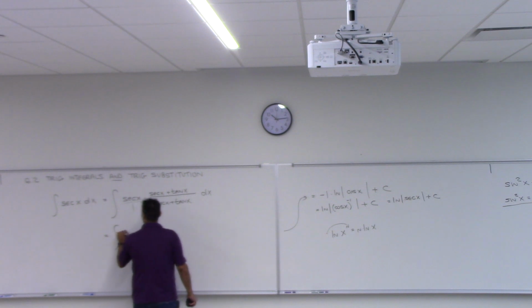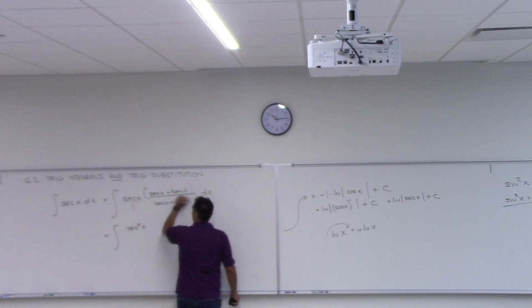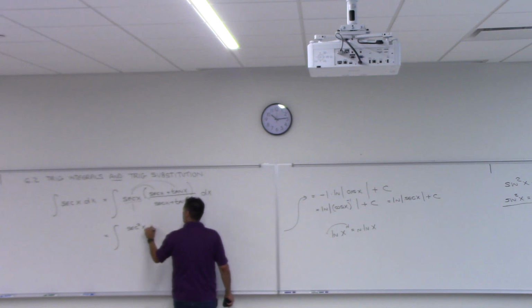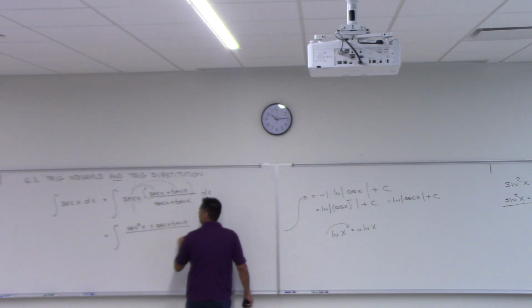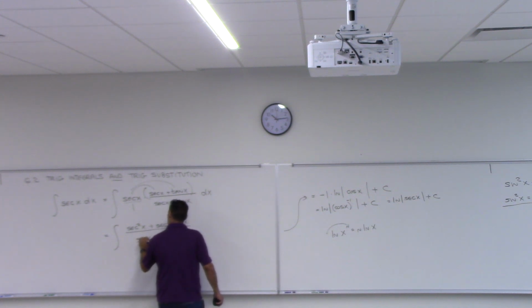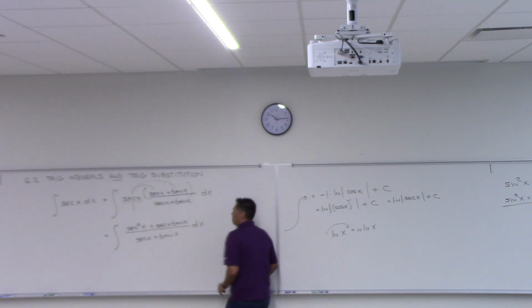My numerator becomes secant squared x, right? You're multiplying here to here. And then you get plus what? Secant x tangent x. Over, the bottom is what? Secant x plus tangent x dx, right?